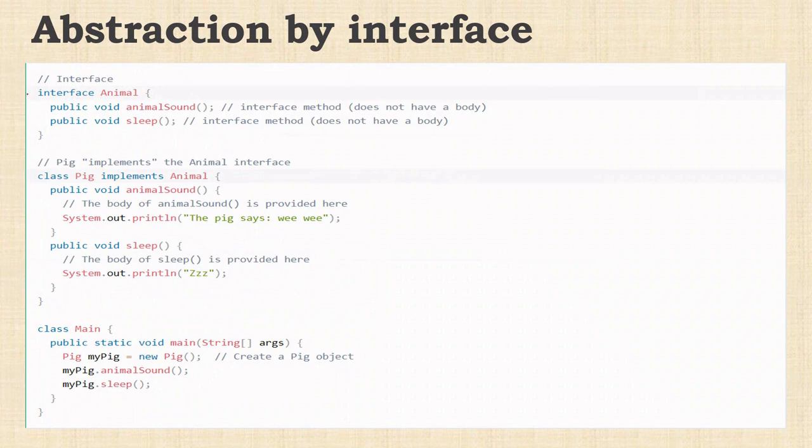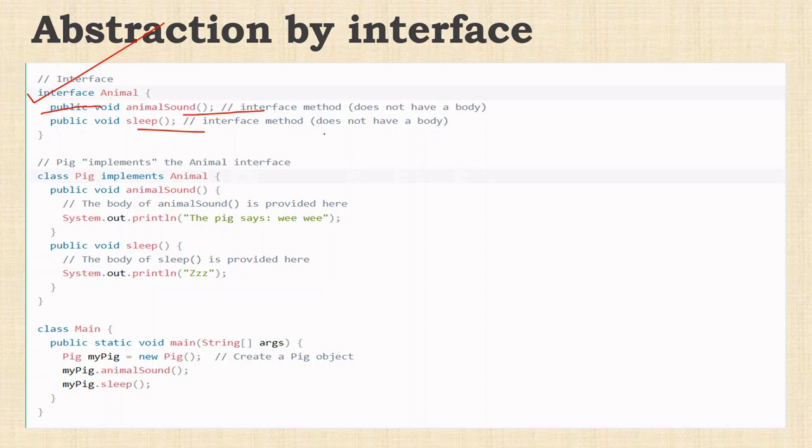So we have one animal interface, and we have two abstract methods: one is animal sound and another is sleep. All the methods inside the interface will be abstract methods by default. We are not providing any abstract keyword here, so by default all the methods inside the animal interface will be abstract methods.